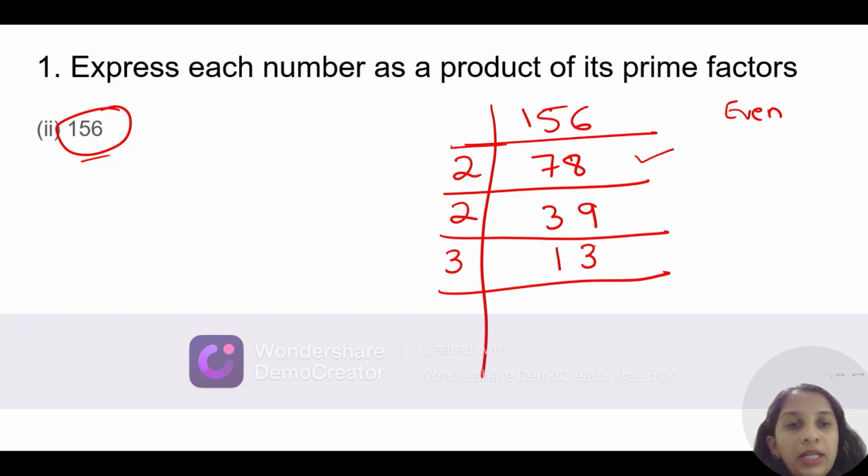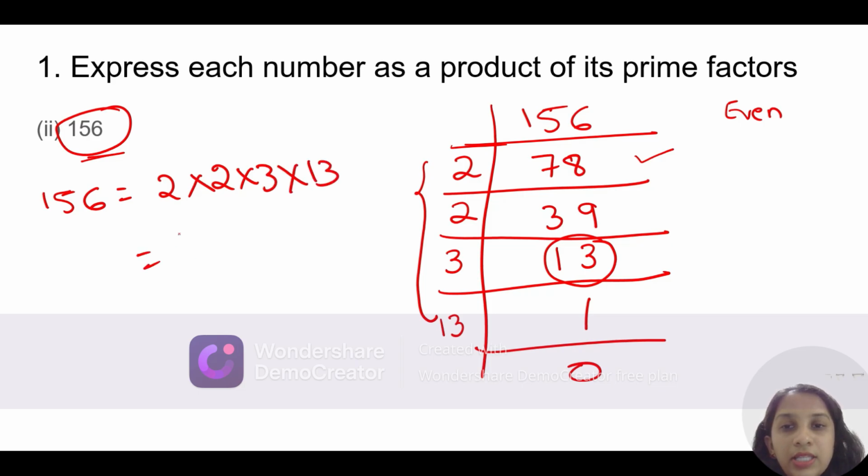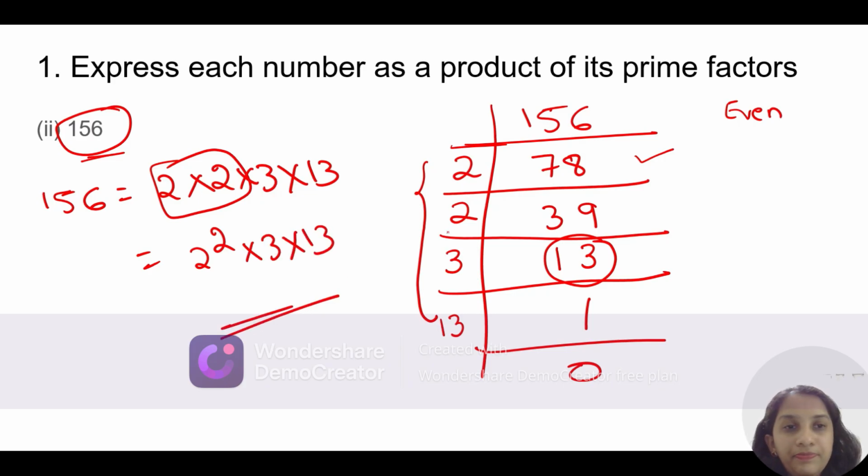Next, this 13 is a prime number. So it will not be divisible by any other number other than 1 and 13. So I am going to take 13 directly. 13 ones are 13. Done. Okay. So now these are all the prime factors of the given number 156. Now I can express this as 156 is equal to 2 into 2 into 3 into 13. This can be written as 2 to the power 2 into 3 into 13. This is the final answer.